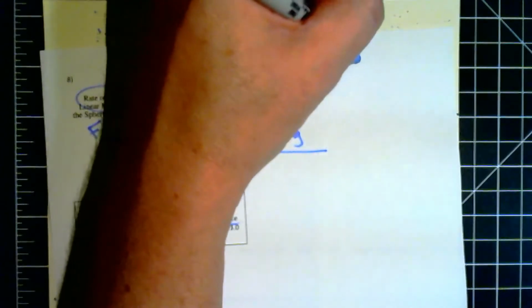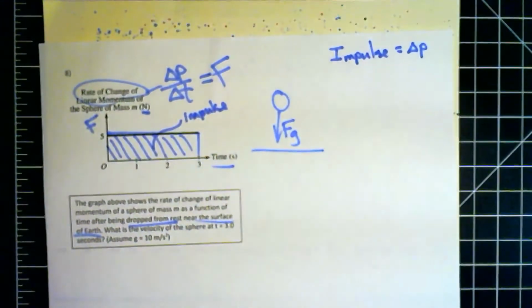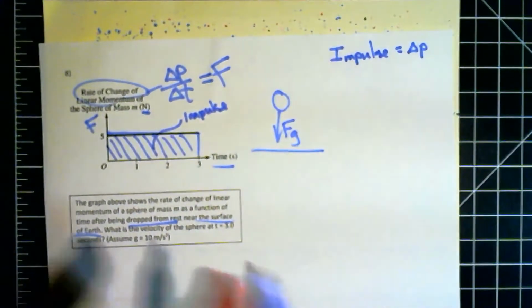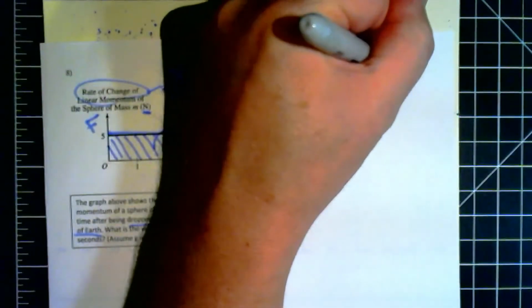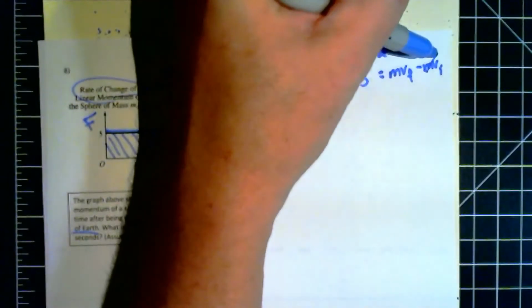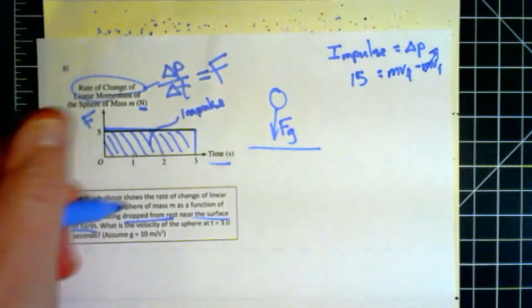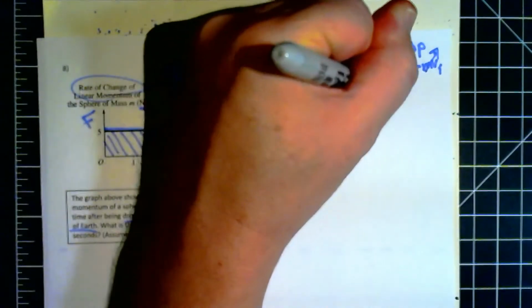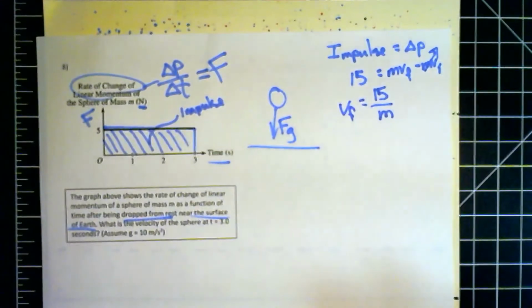the impulse is always equal to the change in momentum. Okay, so what's our impulse? Well, that's 15 units, 15 Newton seconds. And the change in momentum is going to be mv final minus mv initial. Well, the initial velocity is 0 because it's dropped from rest. And so if I want to find the final velocity after 3 seconds, I just take my 15 divided by the mass. Well, how the heck do I get the mass?